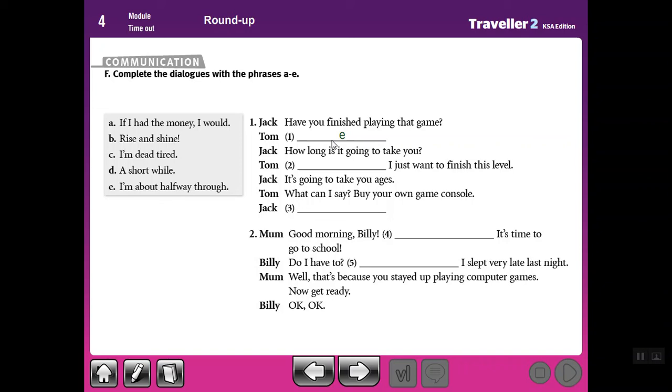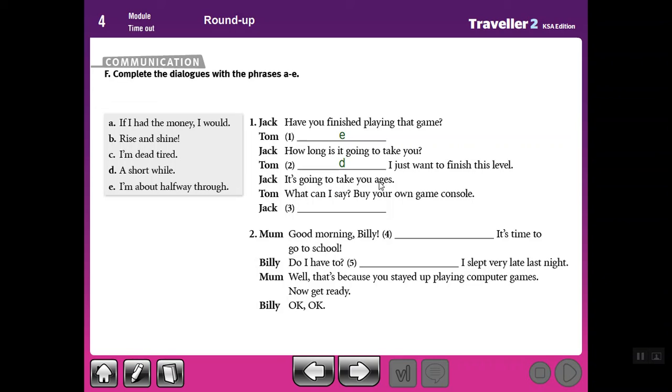Give me a time. Okay? I'm almost. How long is it going to take you? Space. How long? Yes, how long? Space. I just want to finish this level. Okay. So the right answer here is a short while because he answers how long? A short while, a short time.